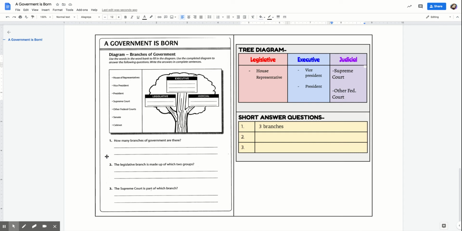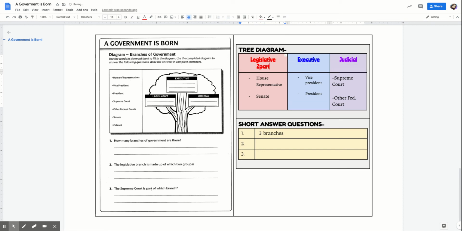Okay, so our next one is Senate. The Senate belongs in the House. No, I'm sorry, belongs in the legislative branch. The Senate is one part of the legislative branch, and the House of Representatives is the other part. So the legislative branch actually has 2 parts to it. One is the House of Representatives, and the other one is the Senate.